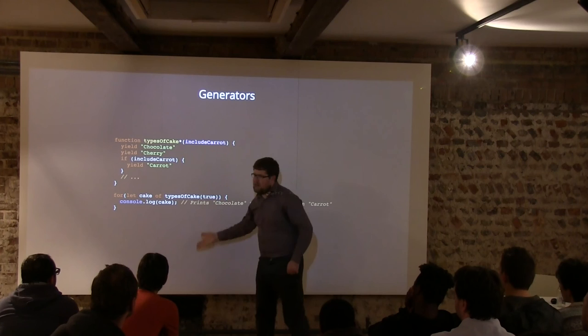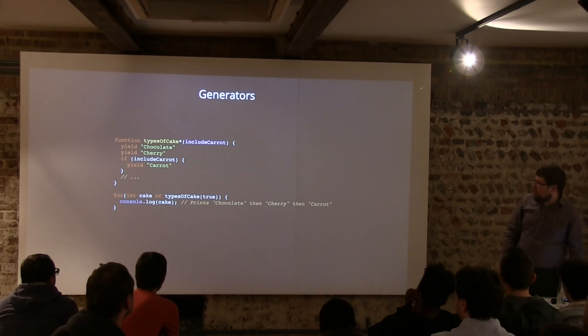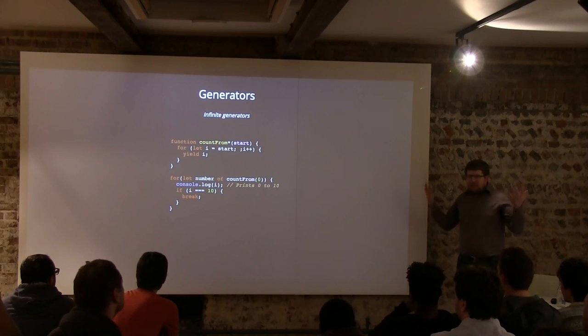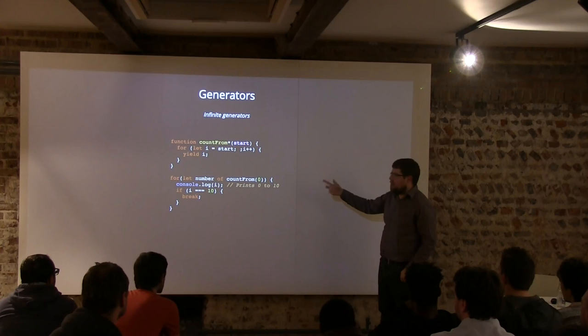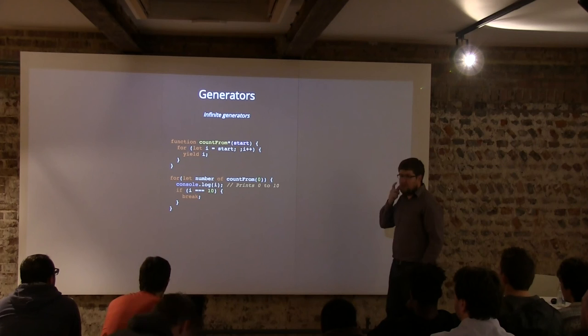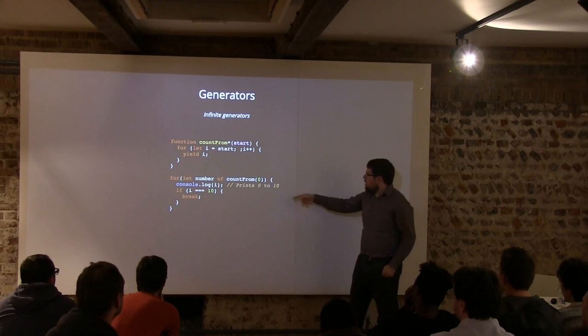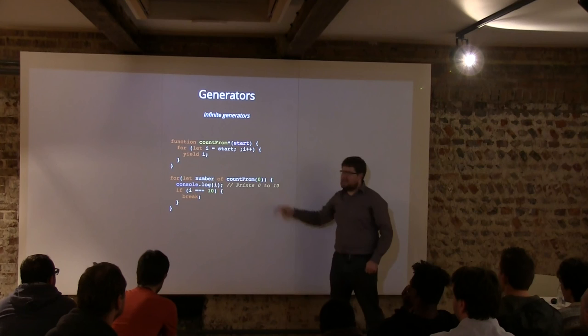So that's a simple version of it that's not hugely useful. You could have just returned an array with those three things. You can also do infinite generators, generators that return infinitely long things. So this generator just counts the numbers, starting from whatever number you give it. So starting from 0, it just goes 1, 2, 3, 4, 5, 6, forever. I can then iterate over this. But at any point I can just break and stop iterating over this. And once we're not iterating anymore, this will stop running, because it will only run as needed to fulfill the things requested from it.